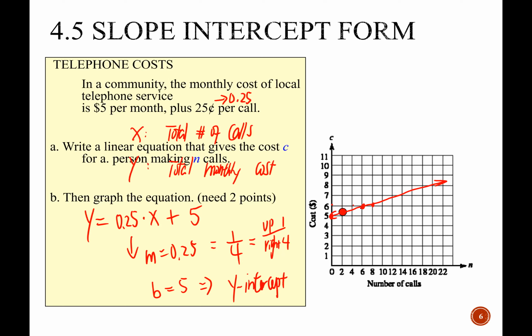The second point is right here, right? By using the slope, go up 1 unit, go to the right 4 units. Okay, so you get that. So that's how we get the line, using both the slope and the y-intercept.